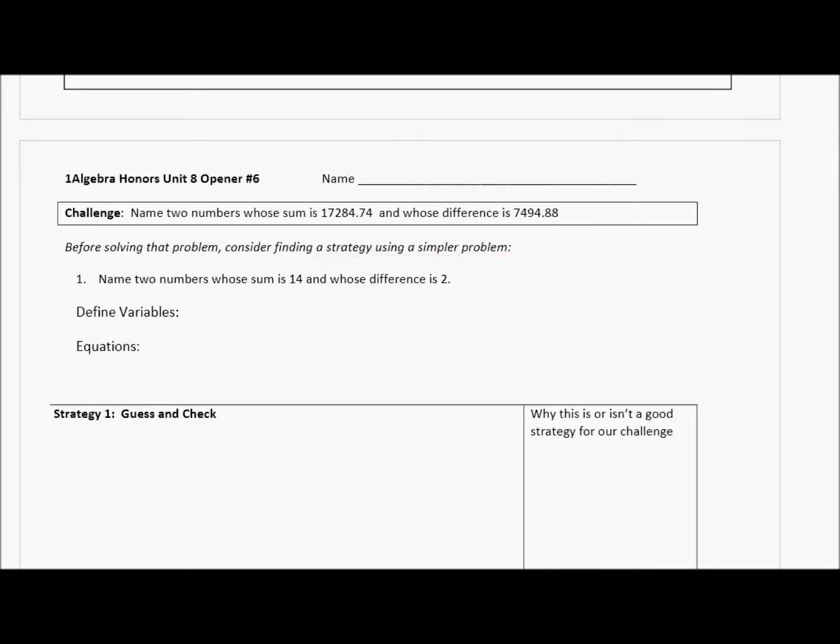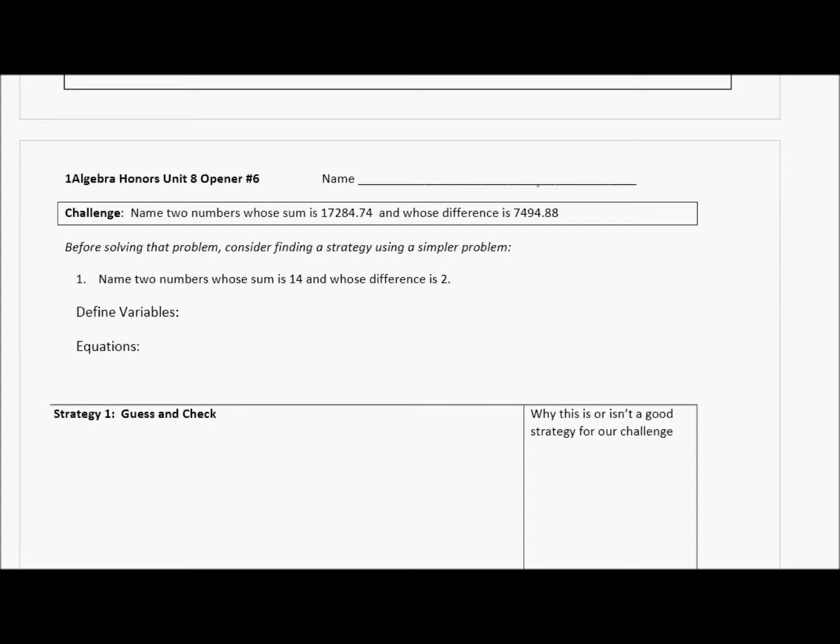Hello and welcome to Unit 8, opener number 6. We have a challenge problem here, and that is we're supposed to come up with two numbers whose sum is 17,284.74 and whose difference is 7,494 and 88 hundredths.